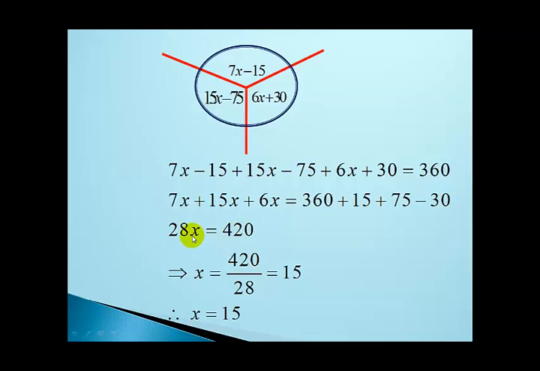Now, because we are solving for x, we divide the left hand side by 28, and when we divide the left hand side by 28, we are left with x. This is equal to, when we divide the right hand side 420 by 28, we have 420 divided by 28, and the answer is 15. Therefore, x is equal to 15. That is, the value of x is equal to 15.